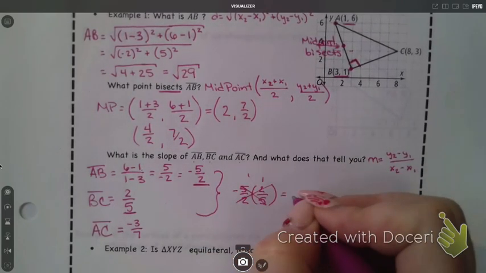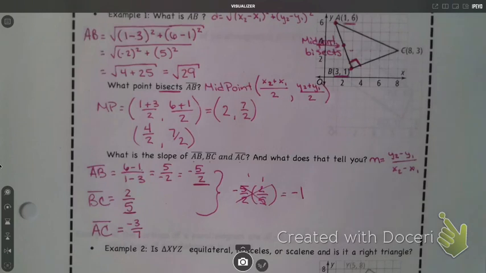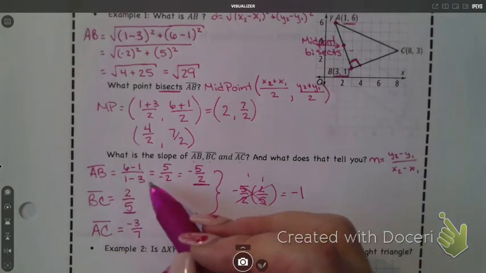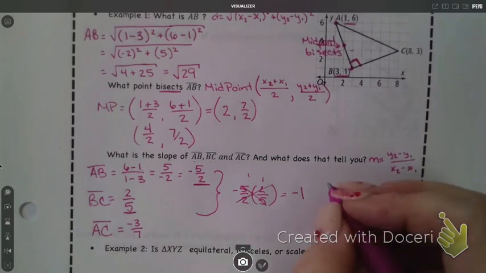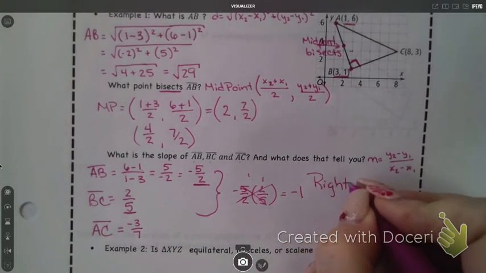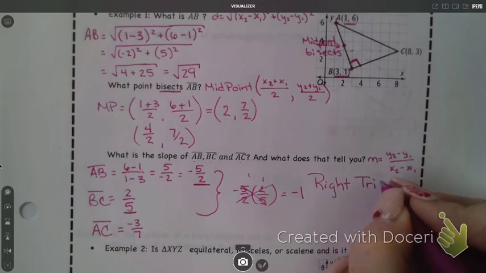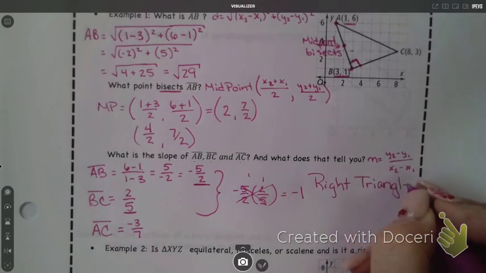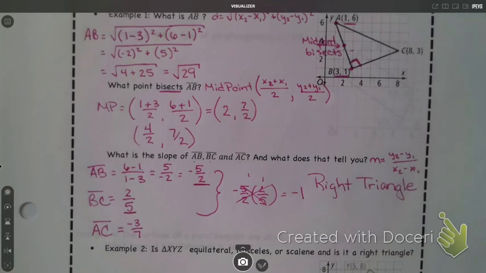It is a right triangle because these two slopes, when I do negative 5/2 times 2/5, I get -1, don't I? Yes. Meaning that these two lines are perpendicular, and this is a right triangle. Look at that. I was right.